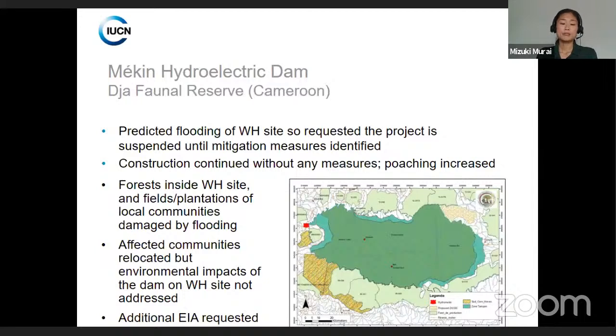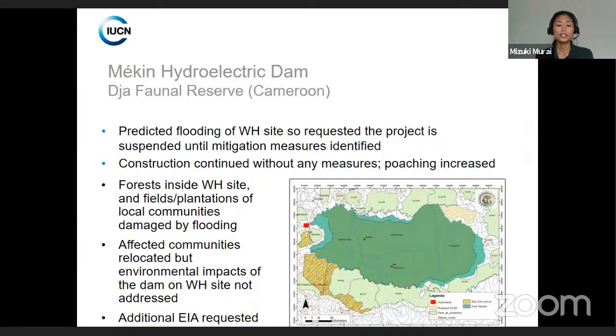This next example is an unfortunate case where a state party ignored the committee's decisions and consequently a development project has led to negative impacts on a World Heritage Site which could have been avoided. IUCN and the World Heritage Committee identified very early on that the retained water of the proposed Mekin hydroelectric dam would flood parts of a World Heritage Site in Cameroon called the Dja Faunal Reserve World Heritage Site.